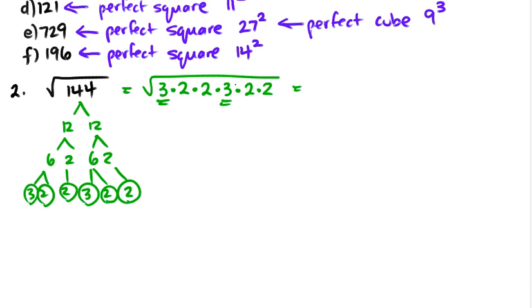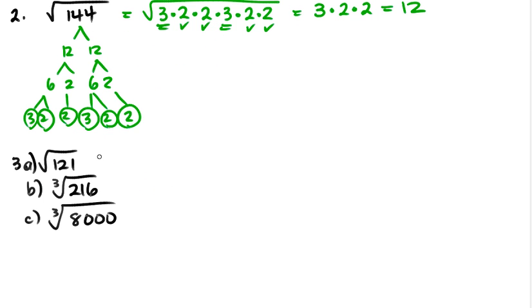So the square root of 3 and the square root of 3 is the square root of 9, which escapes as a 3. This 2 and this 2 can partner up, as can this 2 and this 2. And when they escape, they become equal to 12. 3a is 11. 3b is 6 because 6 times 6 times 6 is 216.